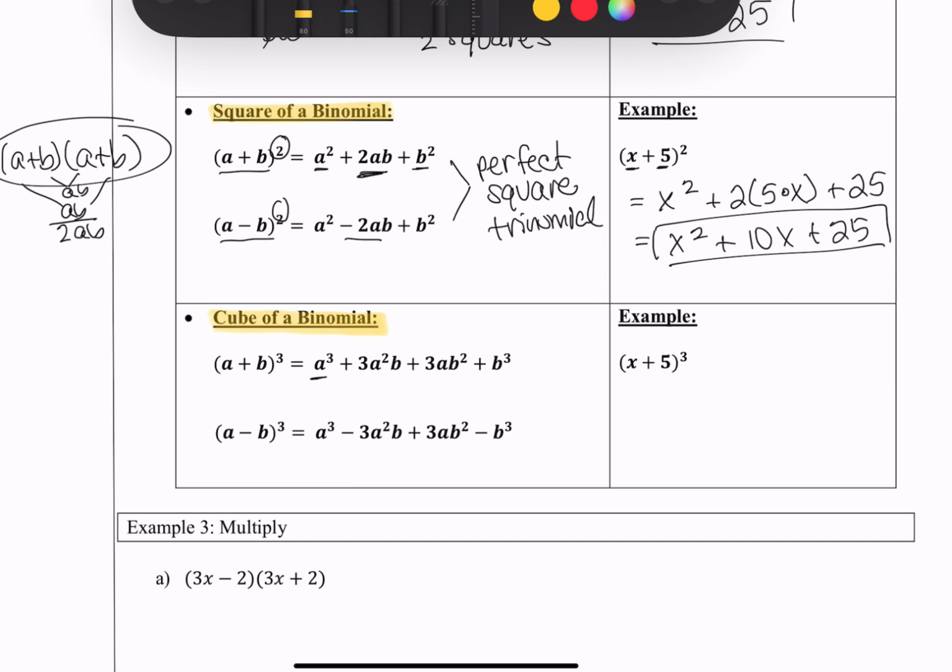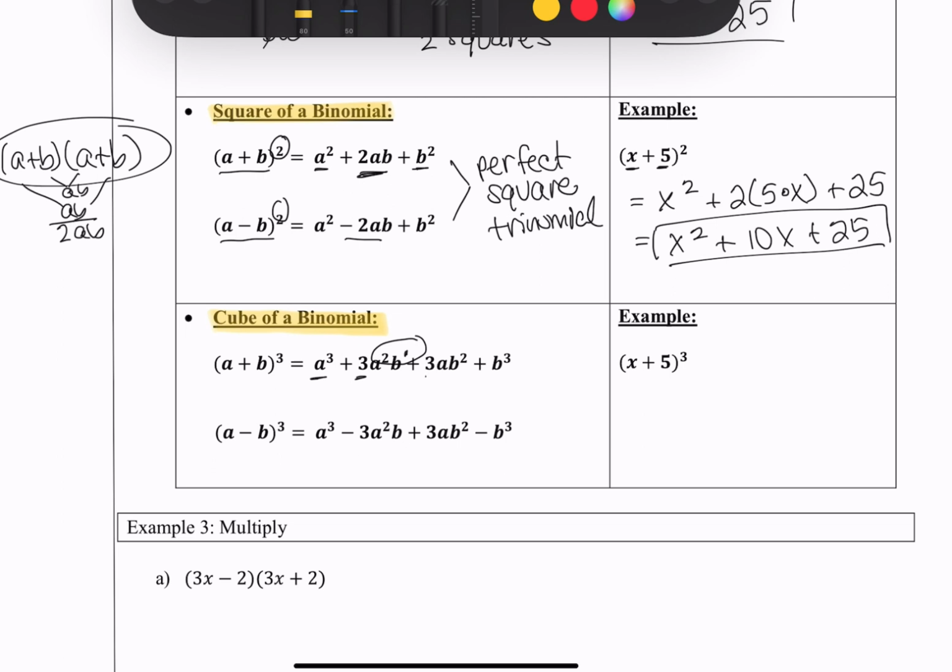So the coefficient of your second term is 3. Notice then that A gets 1 less power. So A was third power, now it went to 2 power. But B comes in to the first power. And notice that these powers add up to 3, the same power as the binomial.